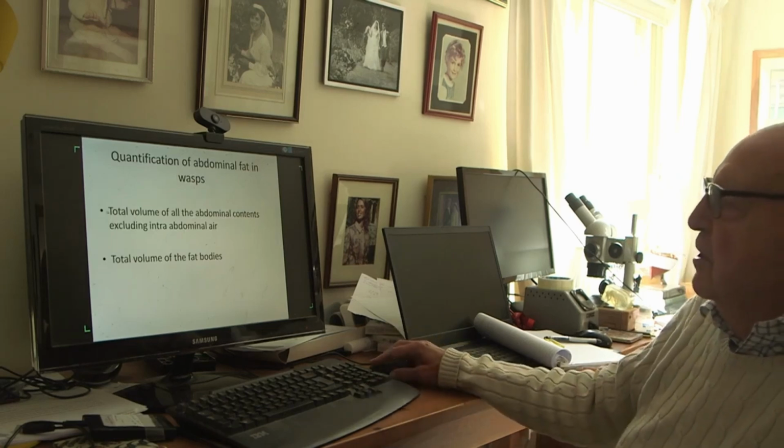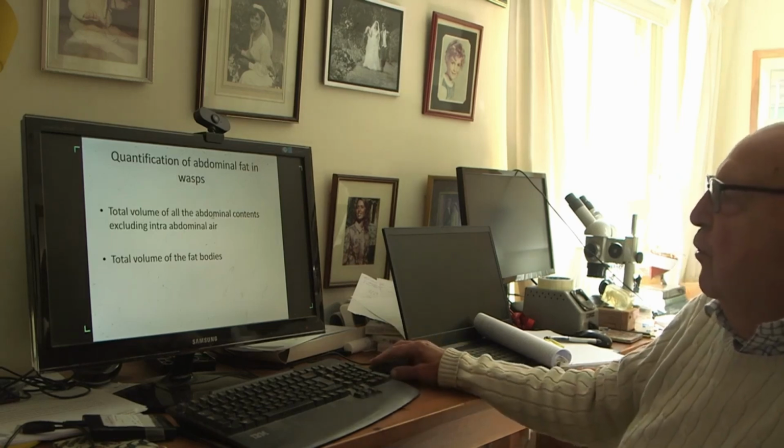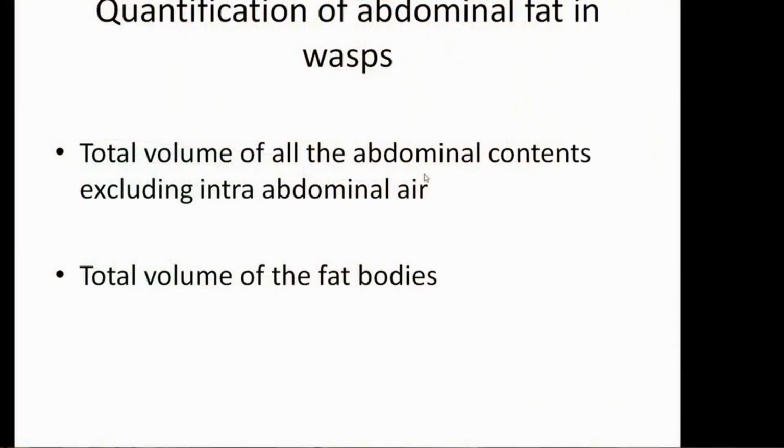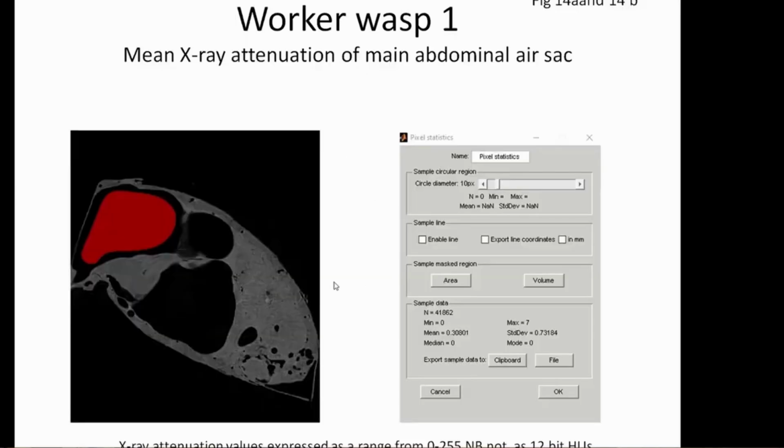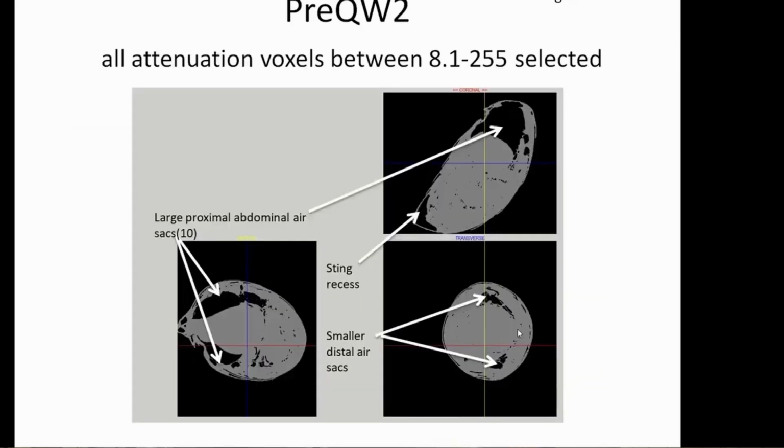So we wanted to work out the total volume of all of the contents in the abdomen, excluding air, and then try to come up with a suitable fudge factor to look at the attenuation of fat. So here we are using tomomask to work out the attenuation of air, less than 8.